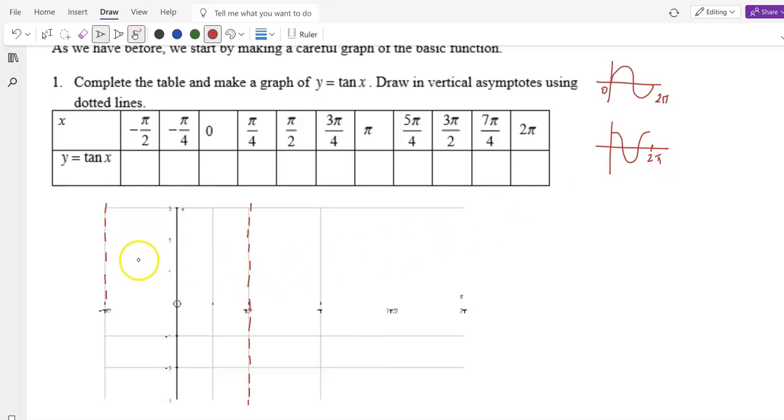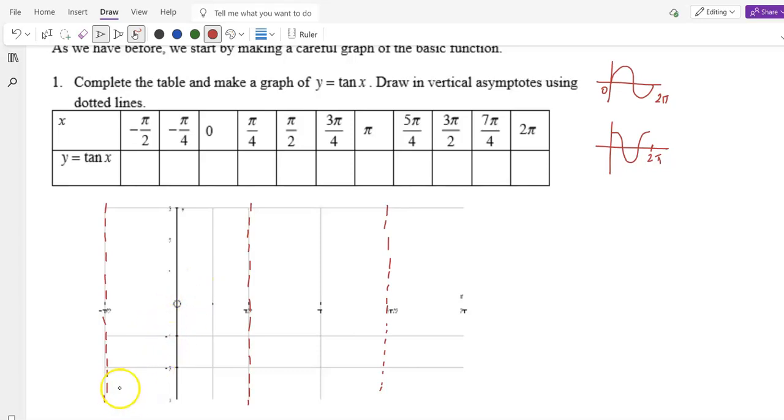Tangent functions have period pi. So that means at pi by 2, 3 pi by 2, minus pi by 2, all of those, you'll have the vertical asymptotes, because the tan value there is infinity.